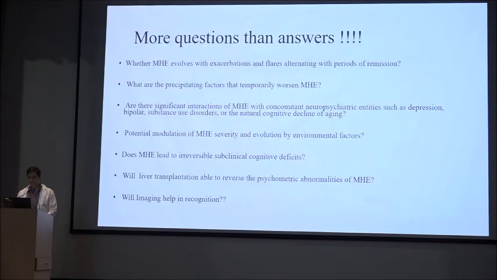So some of the questions that need more answers is whether MHE evolves with exacerbations and flares. What is the period of exacerbation and flares? What are the precipitating factors that may worsen it? We still do not know what precipitates an MHE to go on to hepatic encephalopathy. What are the significant interactions of MHE with other neuropsychiatric entities? Are they aligned with one another, or are they a different spectrum altogether? And what is the severity? Does it lead to an irreversible subclinical cognitive defect which cannot be corrected by transplant?